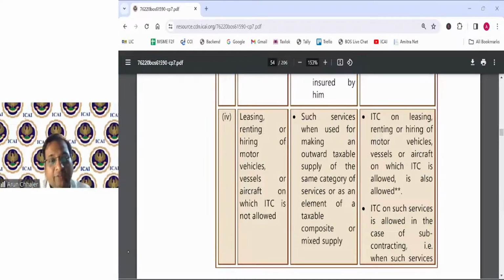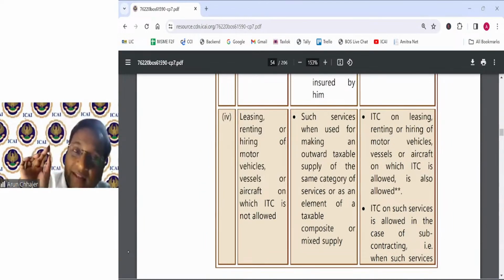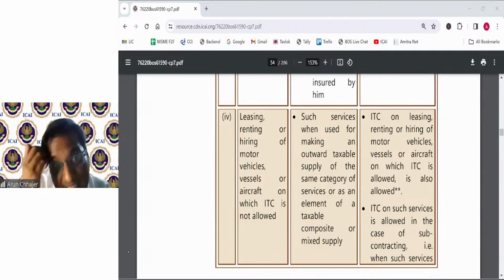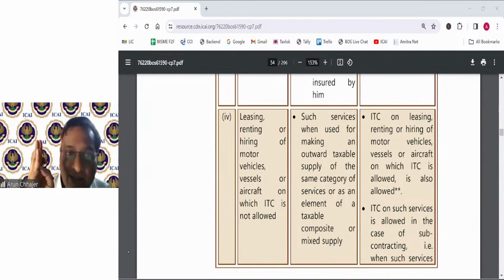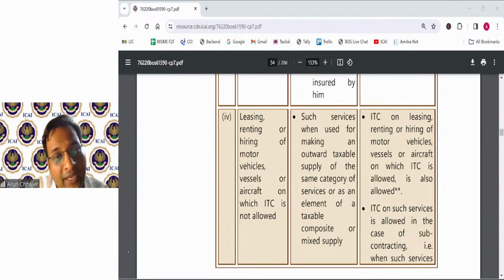Leasing, renting, or hiring of the motor vehicle, vessel, and aircraft on which ITC is not allowed. Normally not allowed. When allowed? If that motor vehicle is a specified one, used for an eligible purpose, that we have discussed: three purposes, further supply, training, or transportation of passenger. Then ITC would be allowed of that motor vehicle. ITC would be allowed of the expenditure. ITC would be allowed of leasing, renting, hiring also.